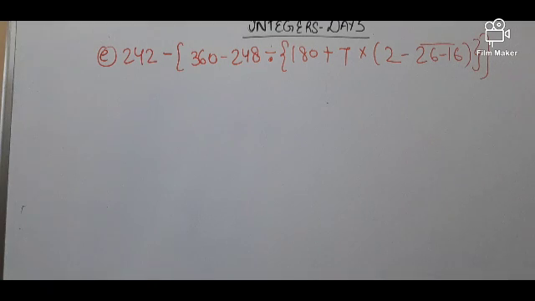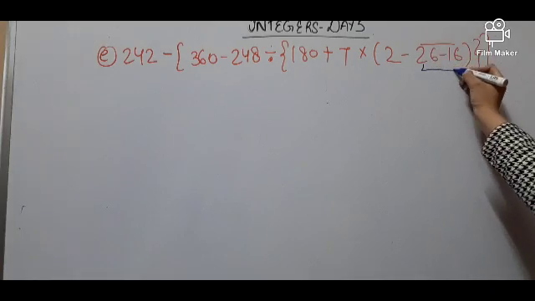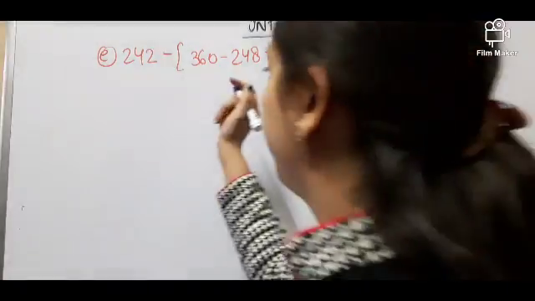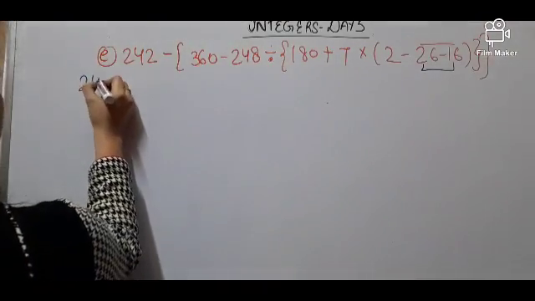So let's see the next question. In this question, we have vinculum, division, addition, subtraction, and multiplication. We have all the signs. So first we will solve this vinculum. 26 minus 16 will give you 10. Do this question.